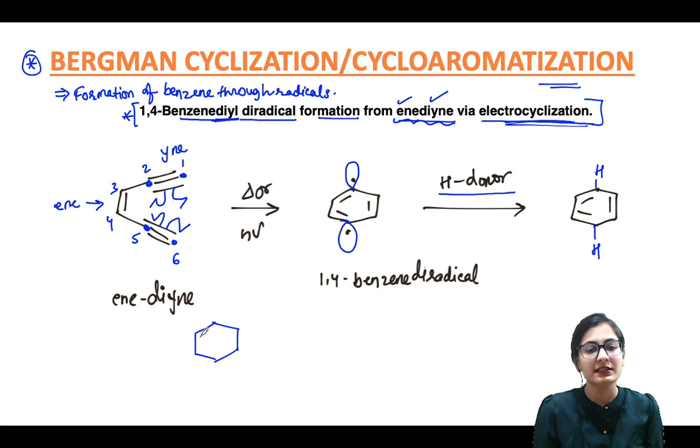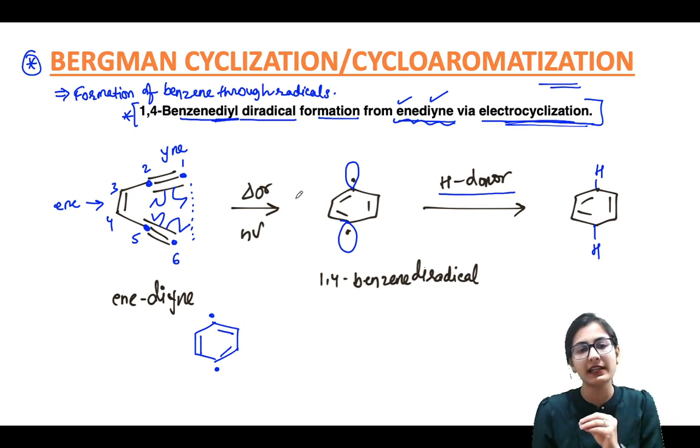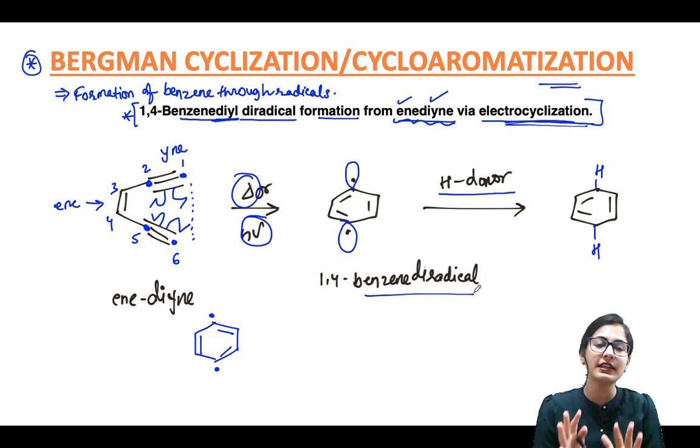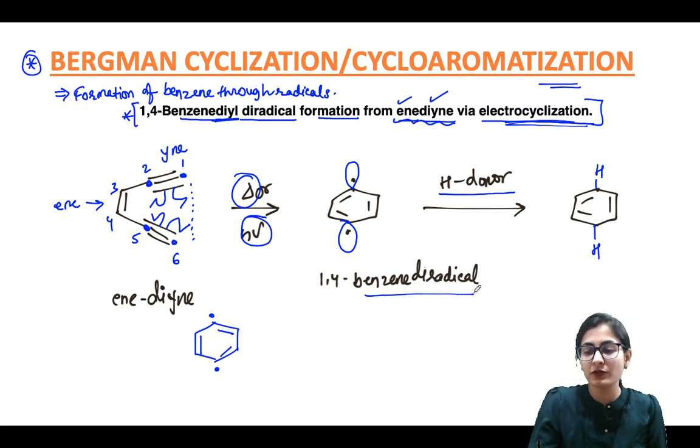Now since it has formed a single bond over here, there would be a single bond over here, and one of the radicals is going to come up like this. So this is our 1,4-benzene diradical. In the presence of heat or light, electrocyclization is going to give you the 1,4-benzene diradical. Very easy mechanism, nothing huge about it.